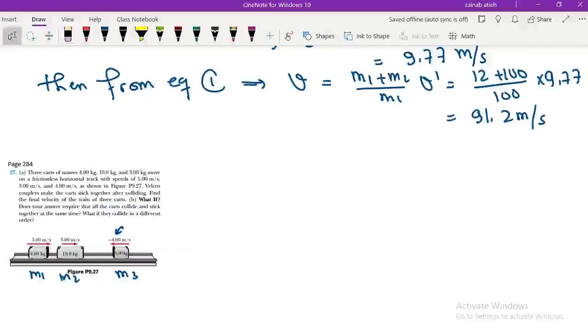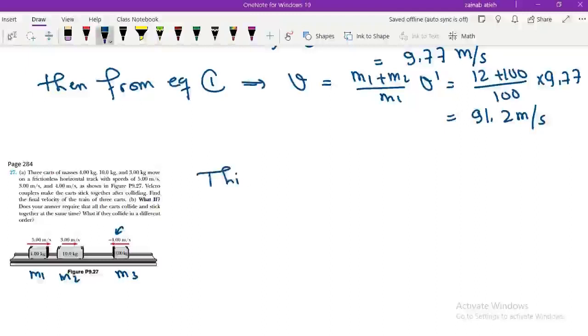Velcro couplers make the carts stick together after colliding. So they will collide and they will stick together. The type of this collision is a completely inelastic collision. Find the final velocity of the train of the 3 carts. So here I have 3 colliding objects. Whether they are 2, 3, 4 or however many, if they are colliding I also apply the conservation of linear momentum. This is an inelastic collision. So let's apply the conservation of linear momentum.